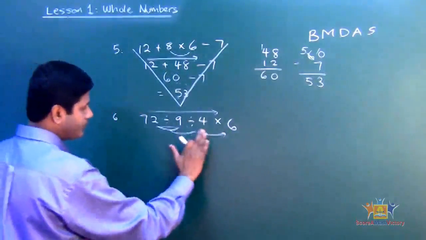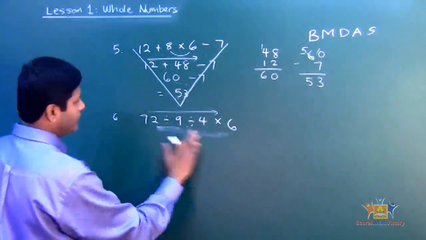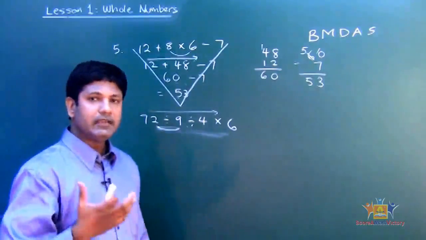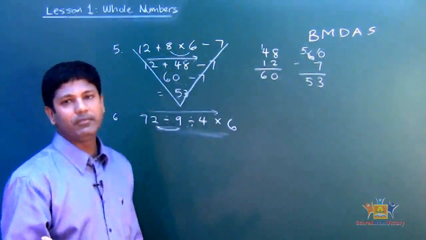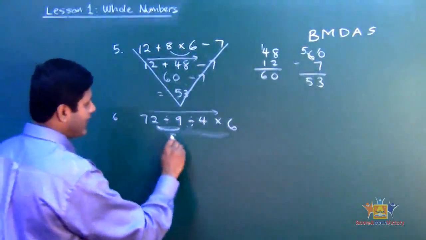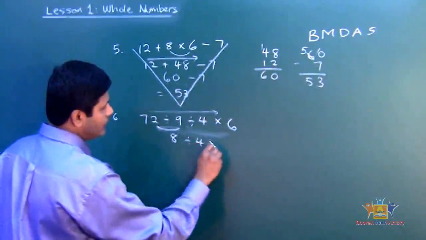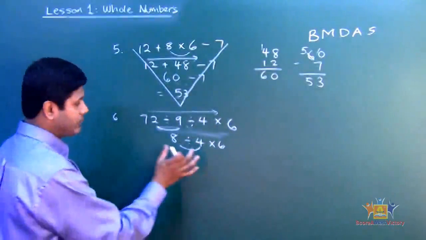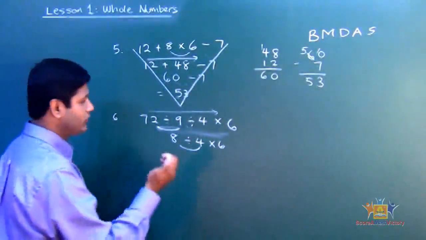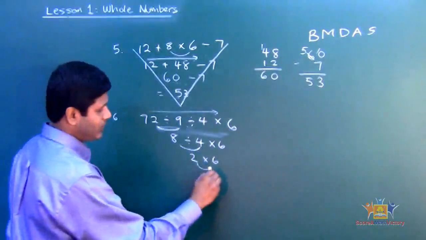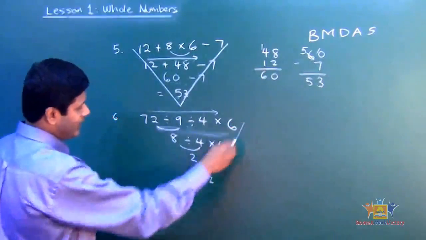Okay, let's do that. First, we're going to solve this. So, 72 divided by 9. 72 divided by 9 is in our timetable range. What is it? Good job. It's 8. So that gives me 8 divided by 4 times 6. Now I'm going to combine these two. That means I'm going to solve that. 8 divided by 4 is 2, times 6. Then we're going to solve this, which is what? 12.